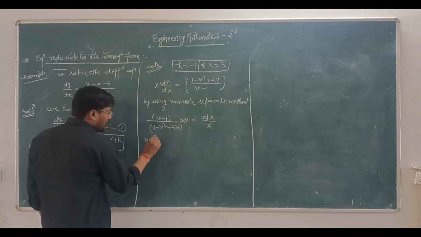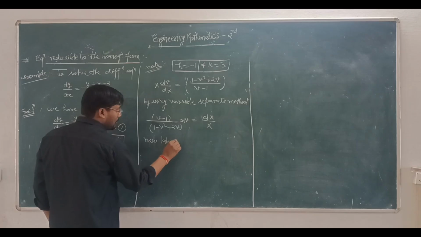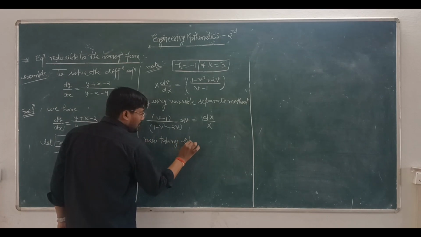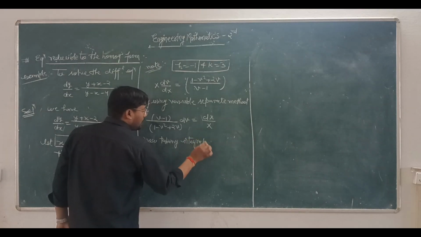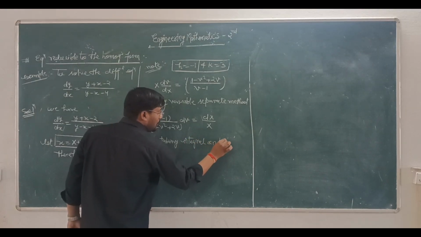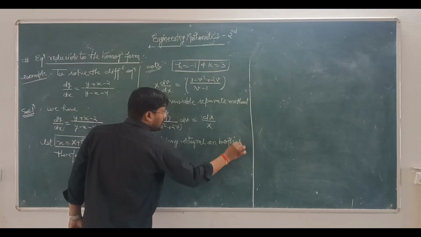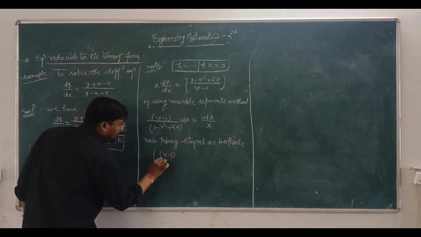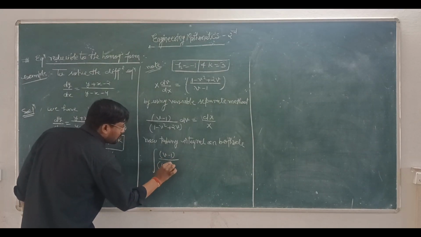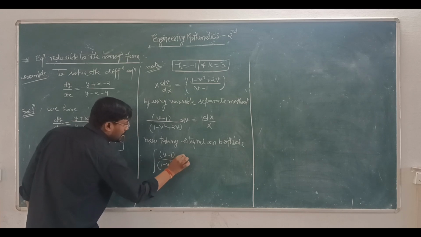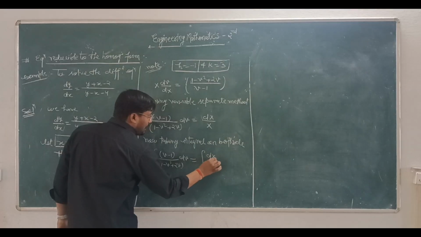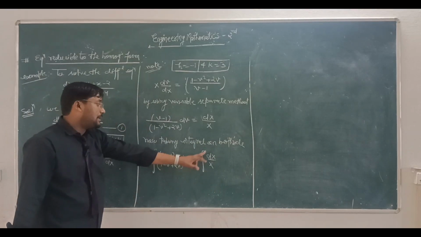Now taking integral on both sides, you can write integration of v minus 1 total upon 1 minus v square plus 2v dv is equal to integral of dX upon X.